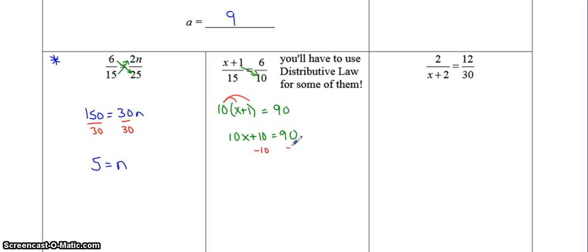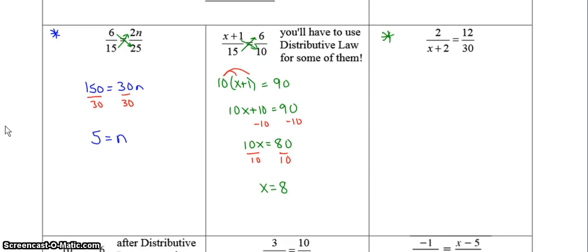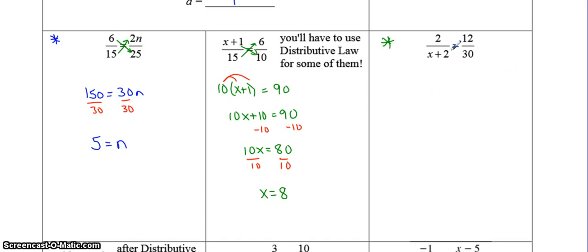Subtract 10 from both sides. That will give you 10x equals 80. Then divide both sides by 10. And you get x equals 8. So once again, pause the video, try this example here, and we'll do the next one together. But try this one, pause the video, and then when you're finished, come back to the video to check your answer. So press pause now, please.